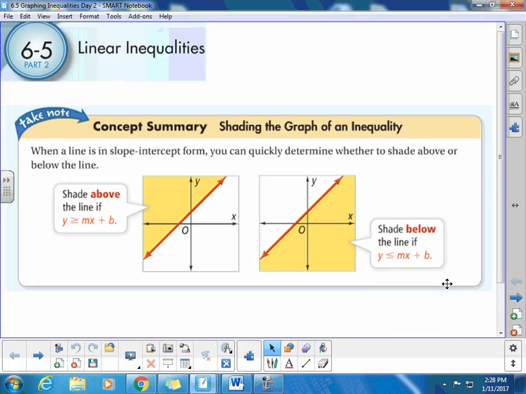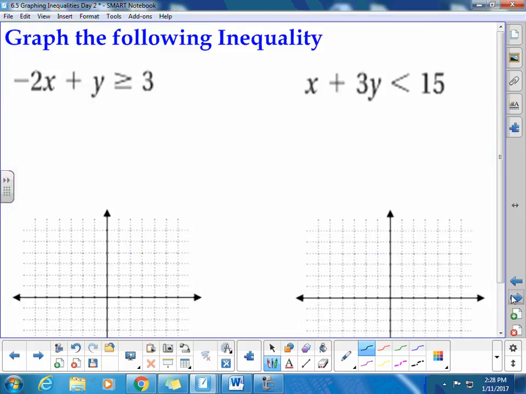All right, 6.5, linear inequalities, day 2. So here's what we talked about a little bit yesterday. It's a little review. When a line is in slope-intercept form, you can quickly determine whether to shade above or below. Shade above the line if y is greater than or equal to, and shade below the line if y is less than or equal to. So that's the general rule. We talked about it yesterday.